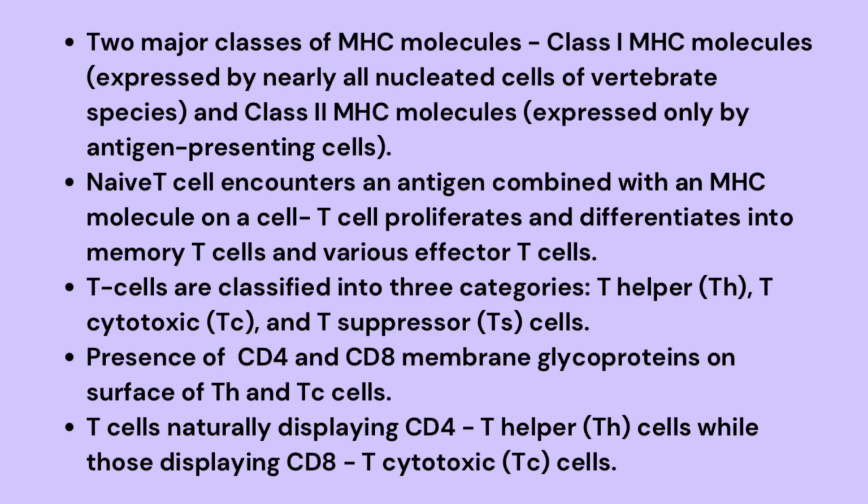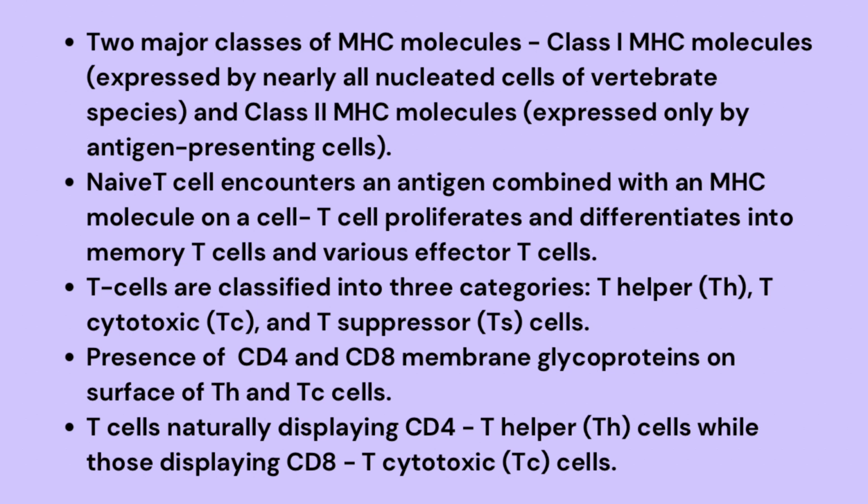So later on we will be studying how these macrophages are processing the antigen. Okay. So when a naive T cell encounters an antigen combined with an MHC molecule on a cell, we said earlier that if a T cell receptor has to recognize an antigen, that antigen must be bound to an MHC molecule, right? So when a naive T cell encounters an antigen bound to MHC molecule on a cell, what happens? The T cell proliferates and differentiates into memory T cells and effector T cells.